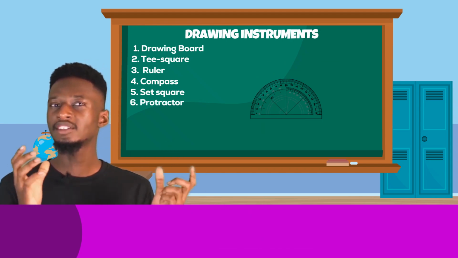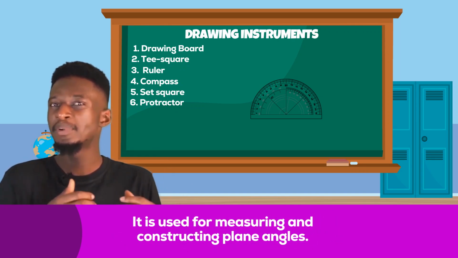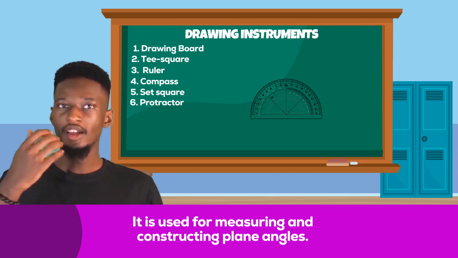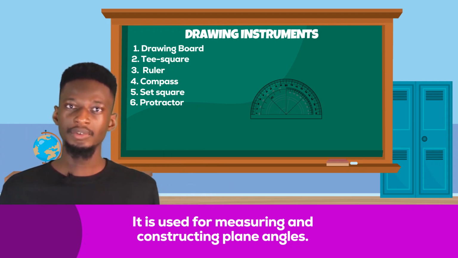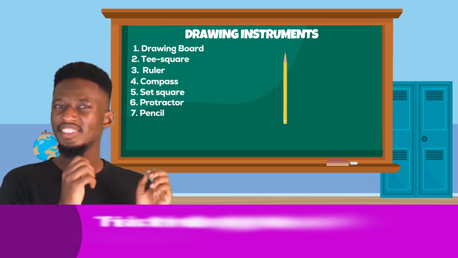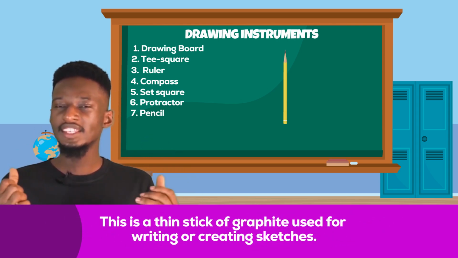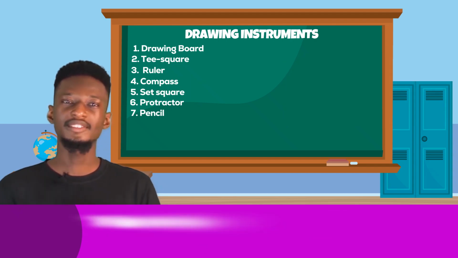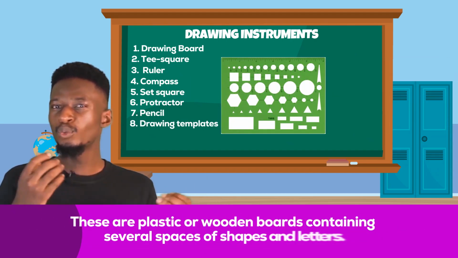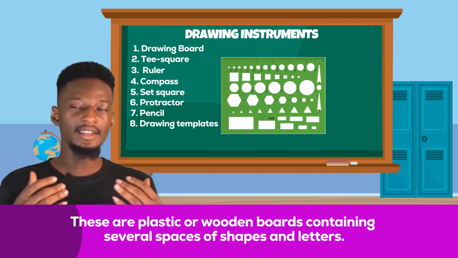6. Protractor. The protractor is used for measuring and constructing plane angles. Protractors are either made from plastic, metal, or wood material. 7. Pencil. This is a thin stick of graphite used for writing or creating sketches. 8. Drawing templates. These are plastic or wooden boards containing several species of shapes and letters.